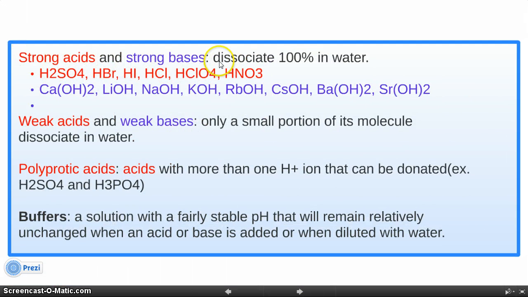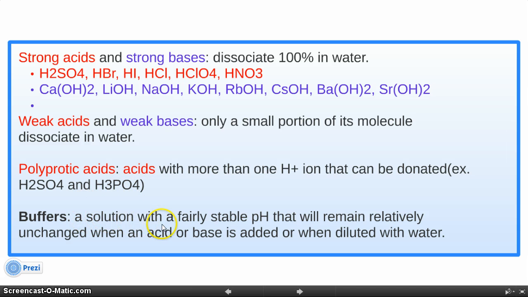Strong acids and strong bases dissociate 100% in water, and these are strong acids while these are strong bases. Weak acids and weak bases only dissociate in water a little bit. Polyprotic acids are acids that can donate more than one H+ ion, such as sulfuric and phosphoric acid.